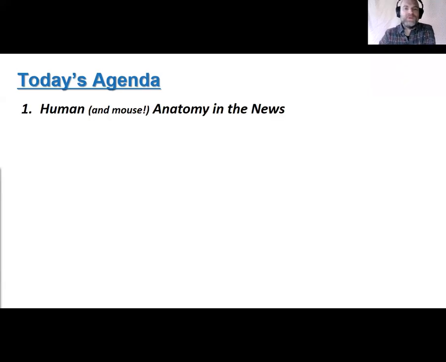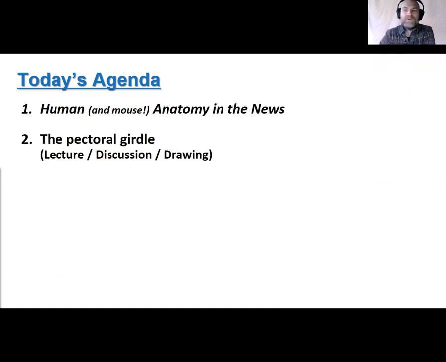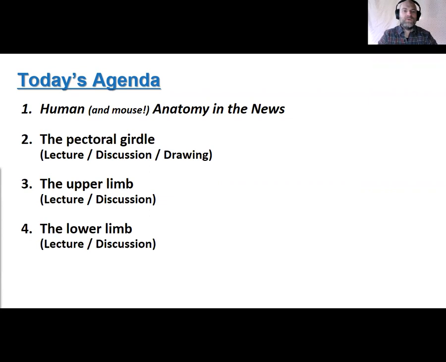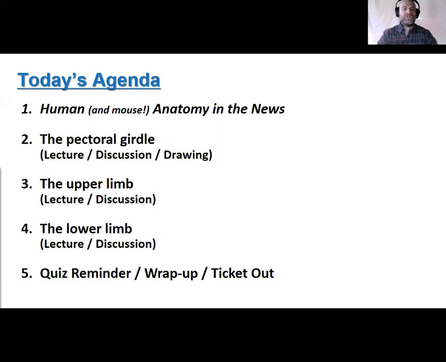So for today's class, we are going to enjoy a short segment of human and mouse anatomy in the news. And then we're going to continue our coverage of the skeletal system, moving on to the appendicular skeleton, talking about the pectoral girdle and the upper limbs. And then if we have time, moving on to the lower limbs and the pelvic girdle. We'll then wrap things up with just a few reminders and a ticket out from today's class. So let me pause here for a quick second and see if anyone has questions about what's going on in class before we start in.